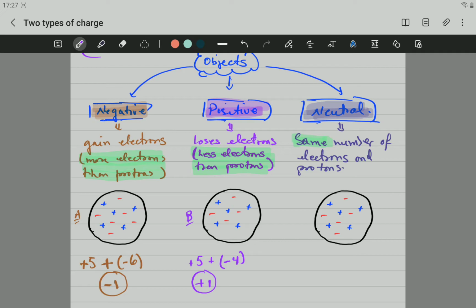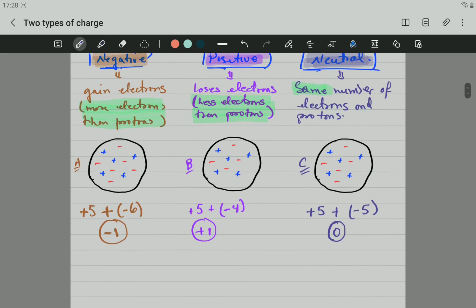And if we go to object C, in object C we have 5 protons and 5 electrons, which is negative 5. The answer is 0. So this object's charge is 0, therefore it is neutral. I hope that is clear. So those are the 3 cases when objects are negative, positive, and neutral. In all the cases, the electrons are the ones that transfer from object to object.